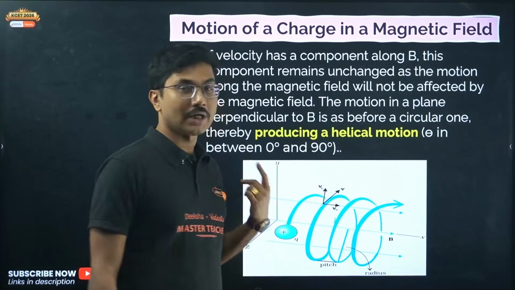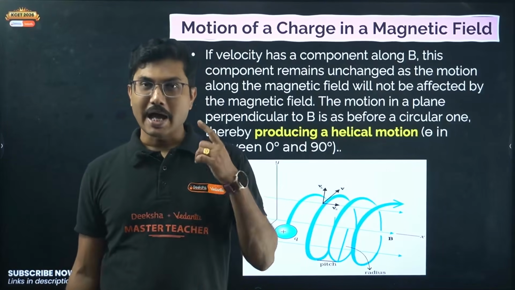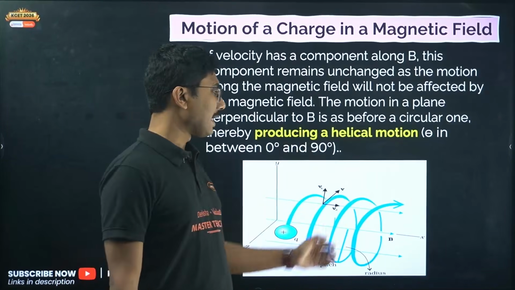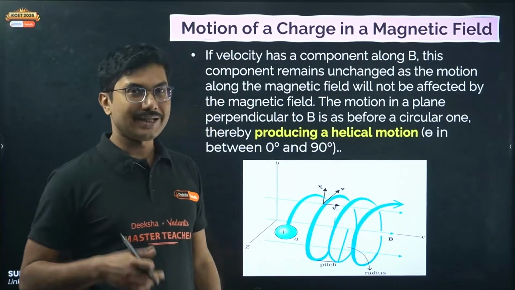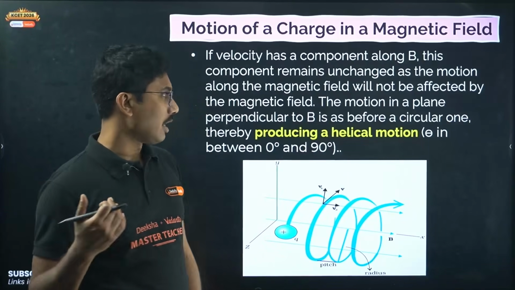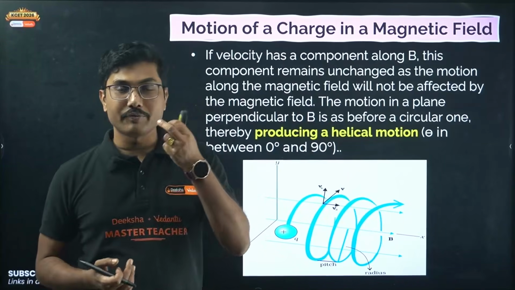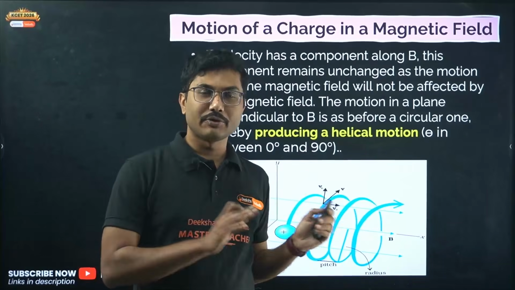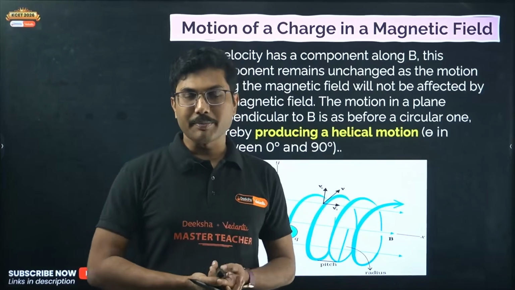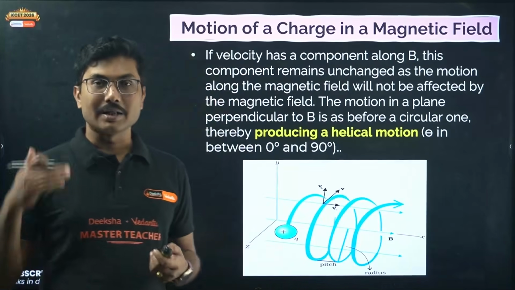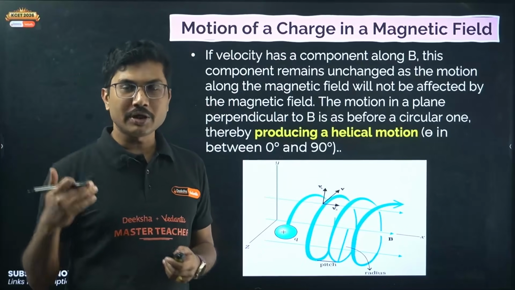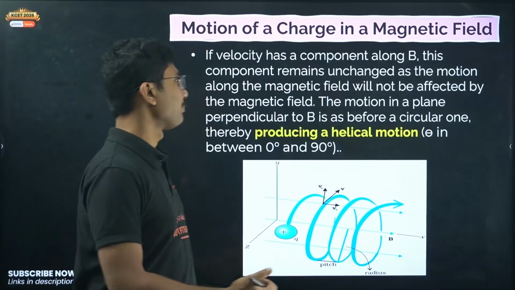So both motions are actually happening, linear motion as well as a circular motion, and that's why the ultimate motion is a helical motion. This is a very important point for MCQ questions. If the angle is between 0 and 90, what is the shape of the path? The path is a helix. The motion is helical motion.